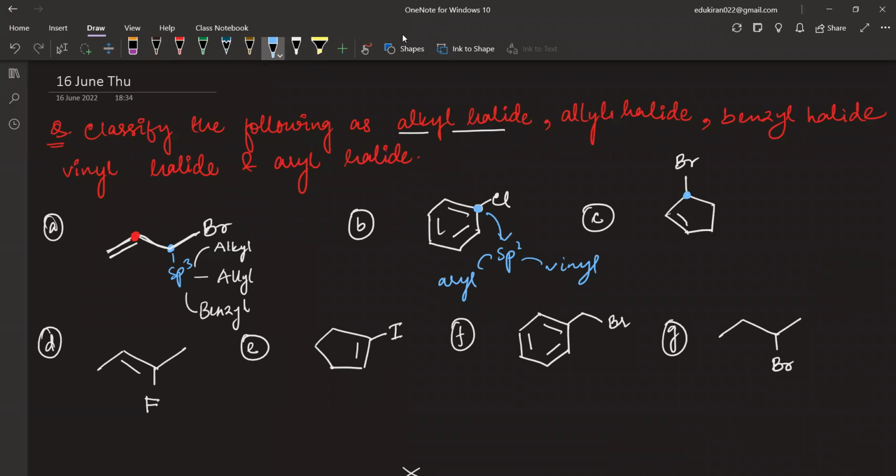What about this one? sp2 or sp3? This carbon is sp3. Now, what are the three cases that we can have if it is sp3? It can be alkyl or allyl or, speak up, brother. Benzyl. Yes, speak, then only you will learn. Now tell me. It is benzyl. Like, do you see a benzene ring? It is not a benzene ring. You tell me, is it a benzene ring?